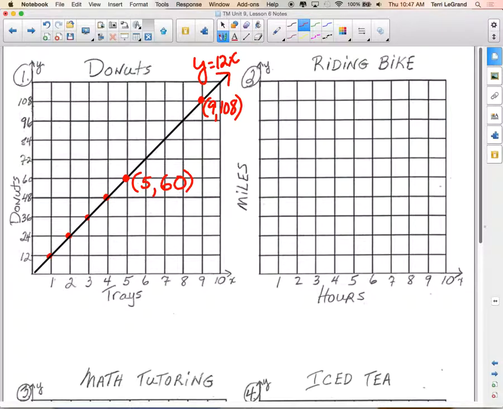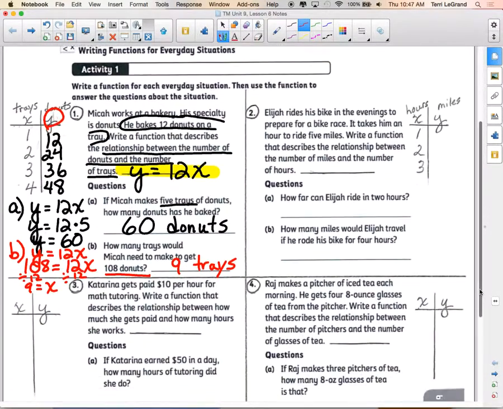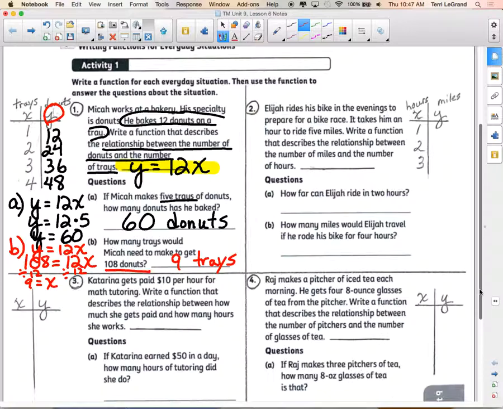Go on to number 2 then. Are we ready? Okay, let's go back to number 2. Read the problem to yourself, please. Underline the relationship. Circle the constant. Number 2, where we're at. Underline the relationship, circle the constant, and see if you can start filling out the table.